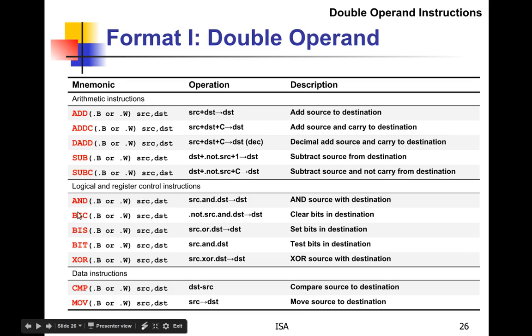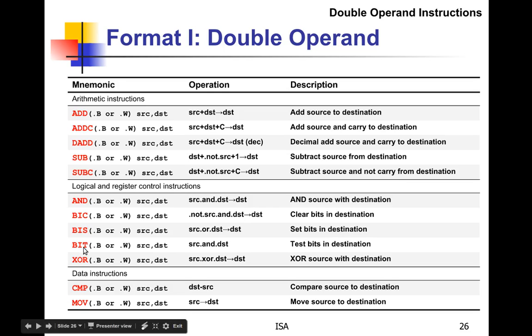And then we have some logical instructions. Those are all arithmetic operations. These are bitwise operations. We've got AND, which ANDs the source with the destination, bit by bit. BIC, which is bit clear, and it clears bits in the destination. The bits that are cleared are the ones that are set in the source. And BIS is bit set, so whatever bits are set in the source get set in the destination.